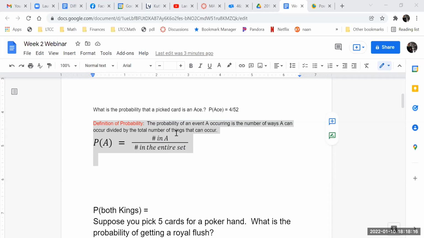So for our example, the event A was picking an ace. There were 4 ways for that to happen, and there were 52 different things that could occur. Sounds easy? Probably sounds easy, right? Okay, what was my warning about this chapter? It's not easy. This example was easy, but things get harder really fast.